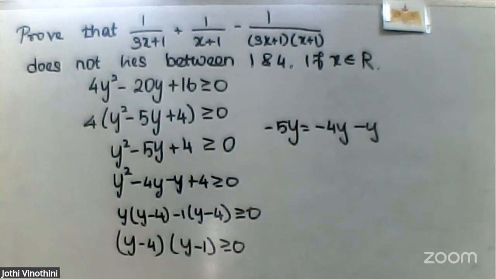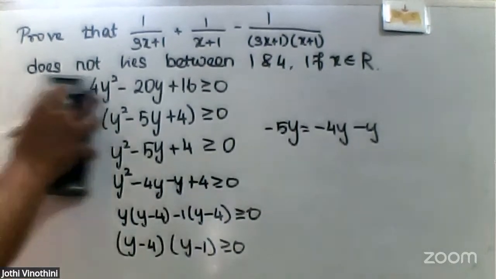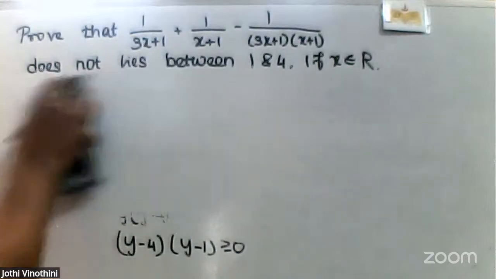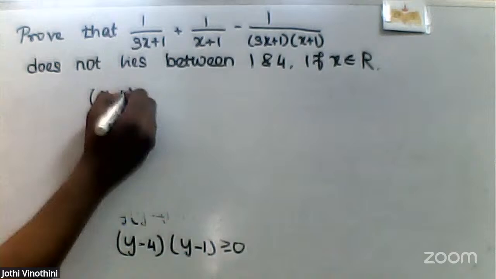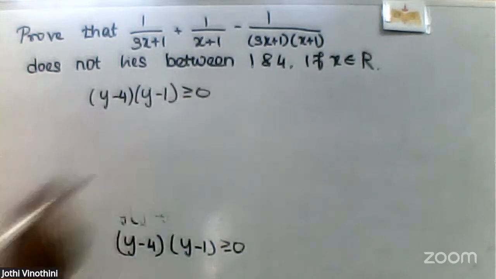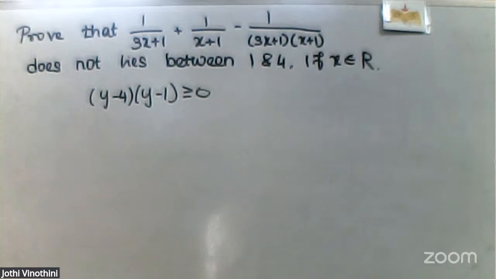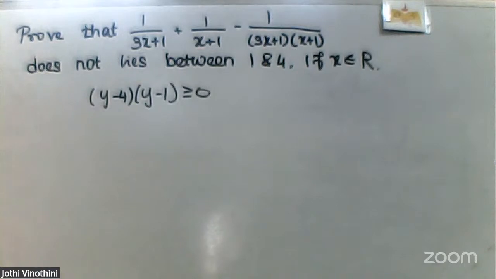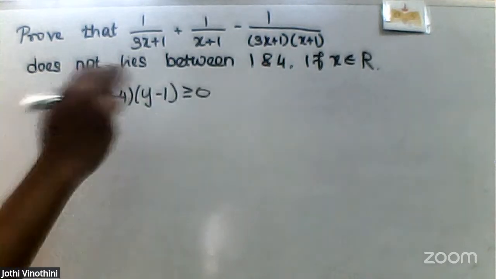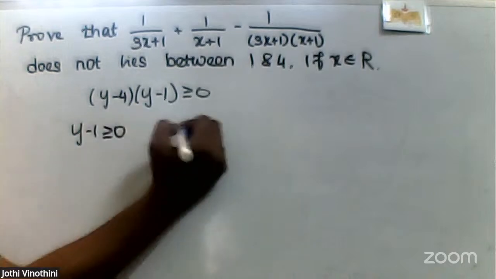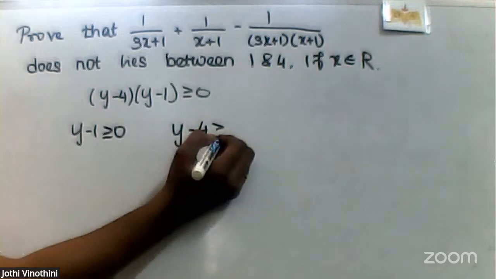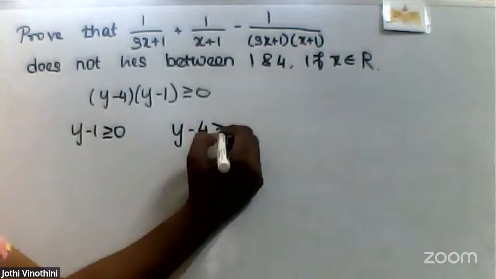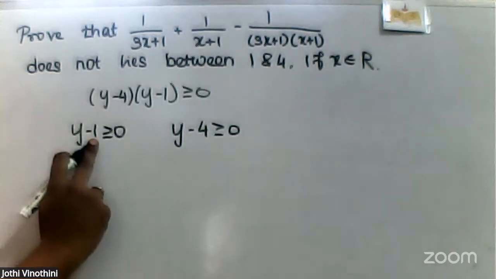So I hope you all copied this. Shall we rub and solve? So what we solved up to: y minus 4 multiplied by y minus 1 must be greater than or equal to 0. Clear? So what are we going to find? We are going to not only find, we are going to prove the given expression does not lie between 1 and 4, right? So for that we can solve it separately. So y minus 1 must be greater than or equal to 0 and y minus 4 must be greater than or equal to 0.